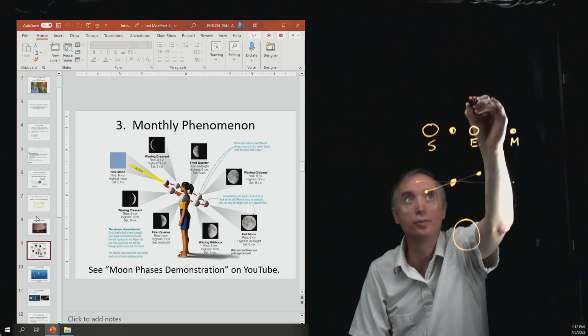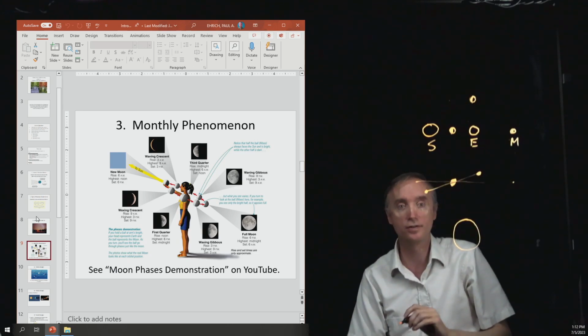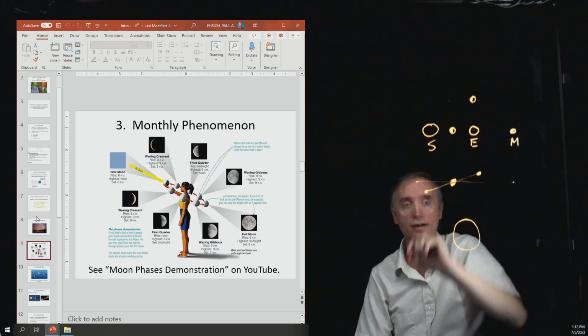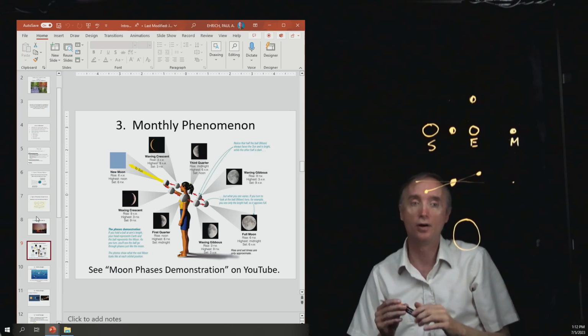If we put the moon up here, half of it is going to be lit up, half of it's going to be in darkness, so from the earth you're going to see half and half. So that's what I want you to be able to do on the exam.